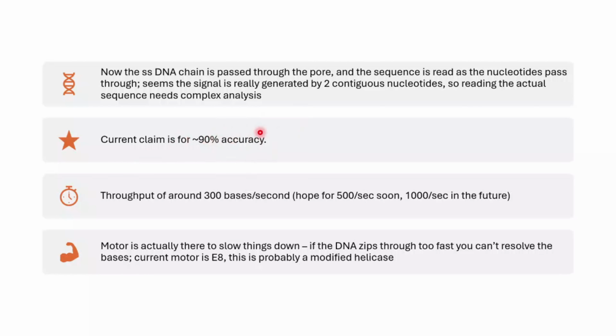Yeah, Alex. Is that 90% per read or 90% for a given sequence? 90% for a given sequence. That's kind of trash, isn't it? It's not. It's actually.